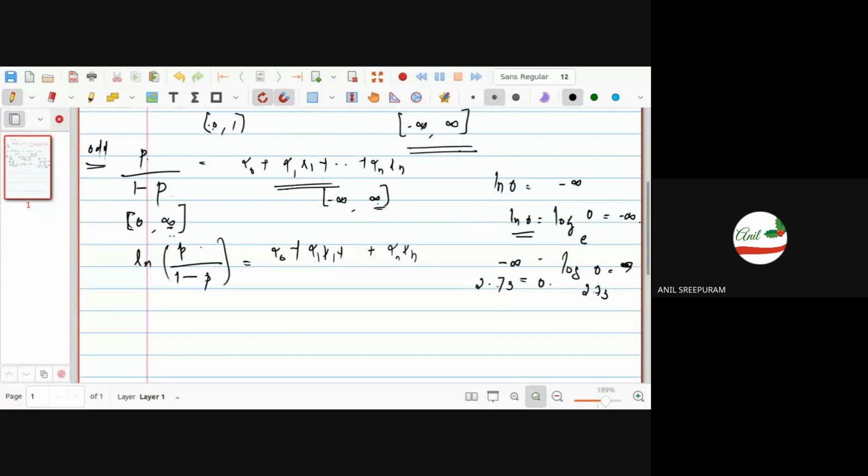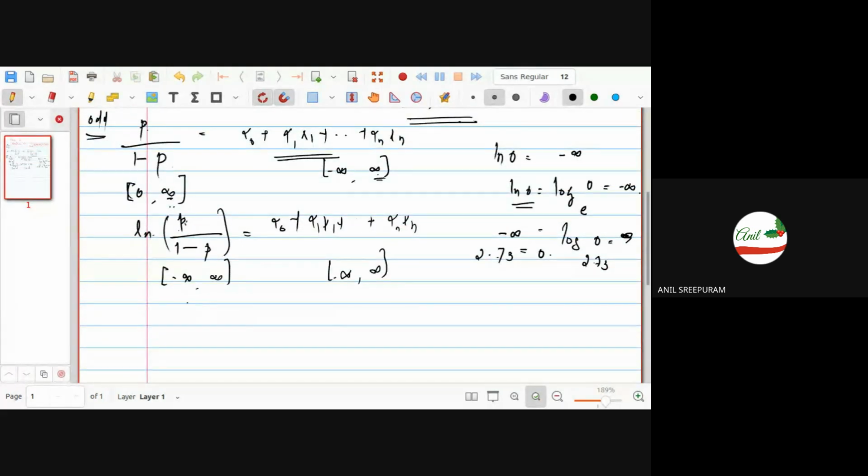Now the range is matching, because when you give p is equal to 0, ln of 0 is minus infinity. When you give p is equal to 1, log of 1 by 1 minus 1, log of infinity is infinity. So both the ranges now match. Now ln p by 1 minus p is this one. Therefore, what is p?